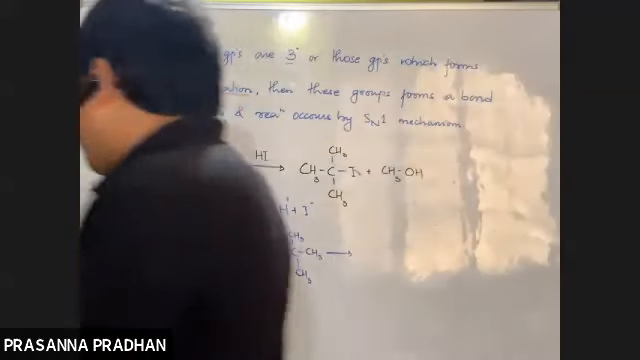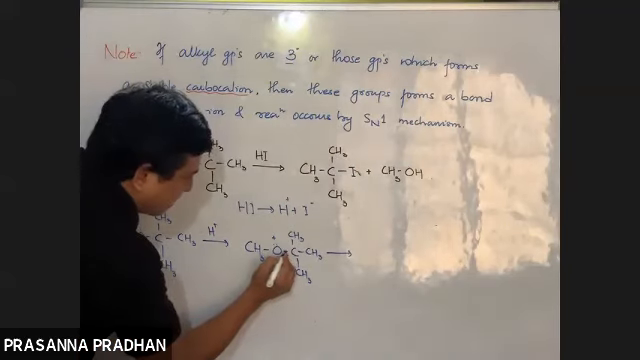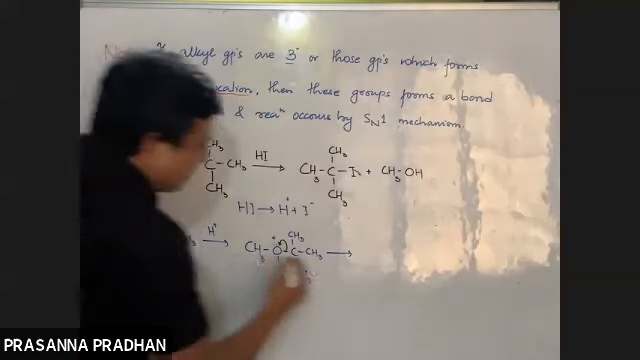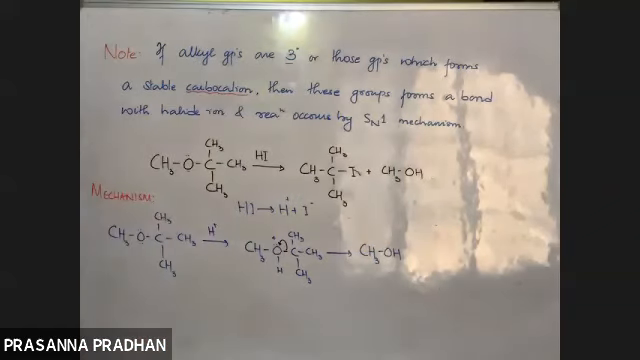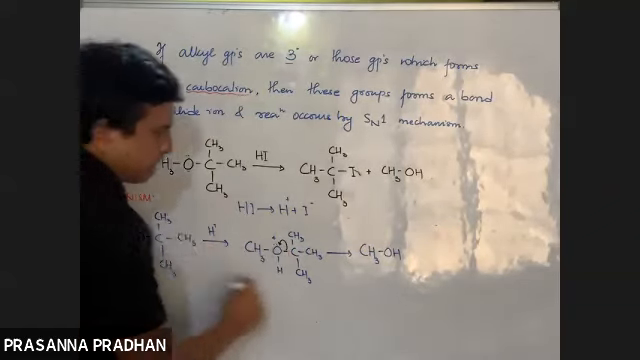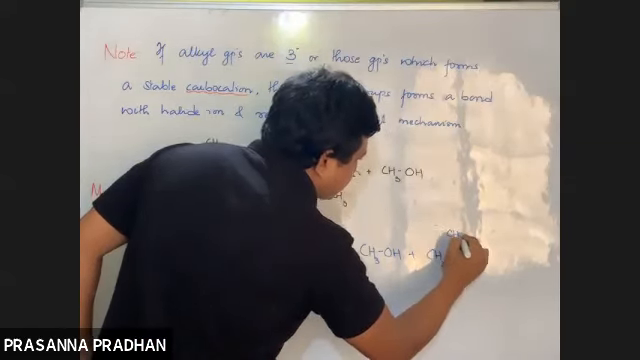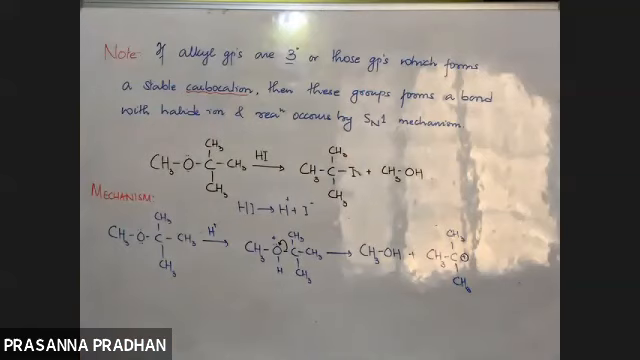So what happens? The bond breaking occurs in such a way that it forms a stable carbocation. The two electrons here, the oxygen will take to neutralize the positive charge. So the bond will break here. Why does the bond break here? To give a stable carbocation. So what will be formed here? CH3OH. Fine. So the bond is breaking here, and a tertiary carbocation is formed, which is very stable.